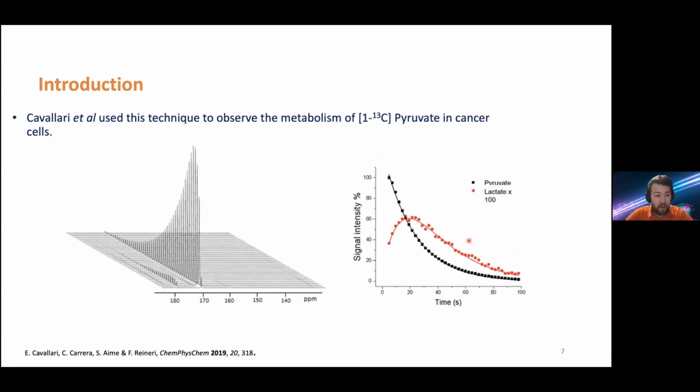And Cavallari and co-workers down in Torino have used this technique with homogeneous catalysis to observe the metabolism of pyruvate in cancer cells, and they produce these lovely spectra that show the build-up and usage of pyruvate in the cells, and also this growth in lactate as well.